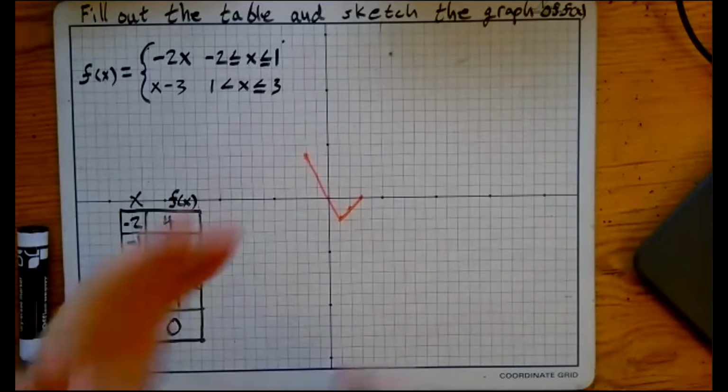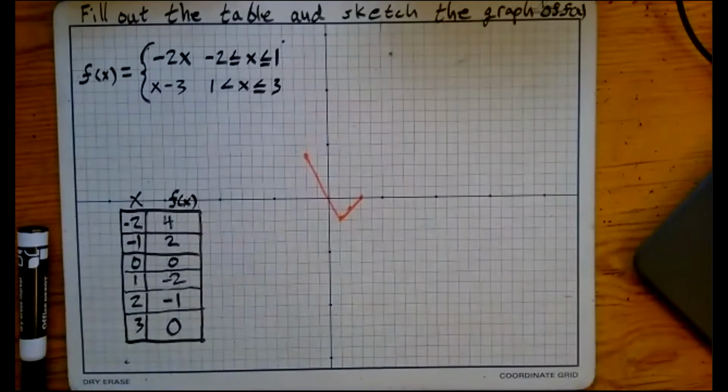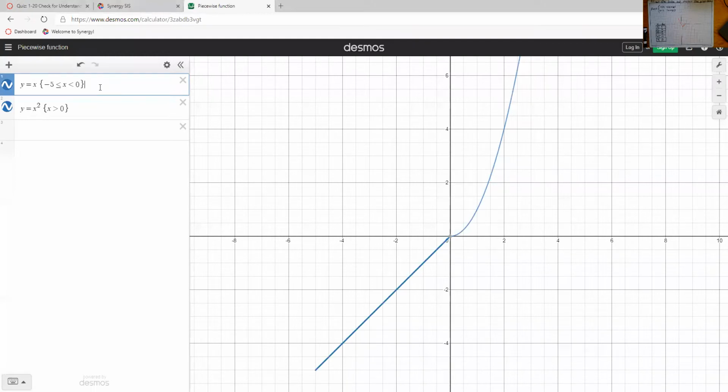All right, and if we sketch it with Desmos, just to check our work. So, our first rule is negative 2x, and it's going from negative 2, and this rule is used when negative 2 is less than or equal to x is less than or equal to 1.